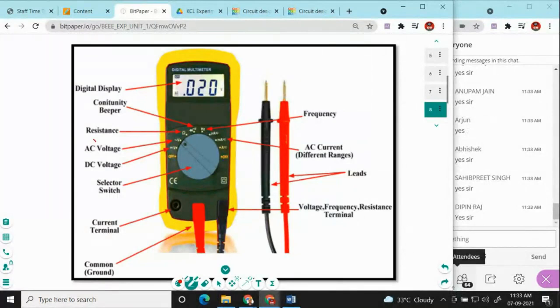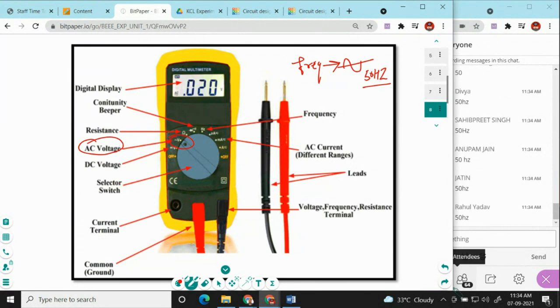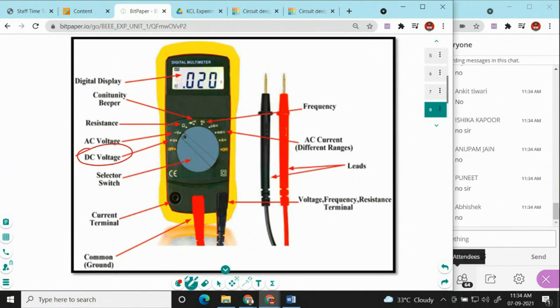Okay, next thing, AC voltage. What do you mean by AC voltage? AC voltage is the voltage which is coming to your home. Its frequency is 50 hertz, the supply used in our households. Okay, so this AC voltage you can measure by placing your multimeter knob toward this V tilde symbol. That means you are going to measure the AC supply.